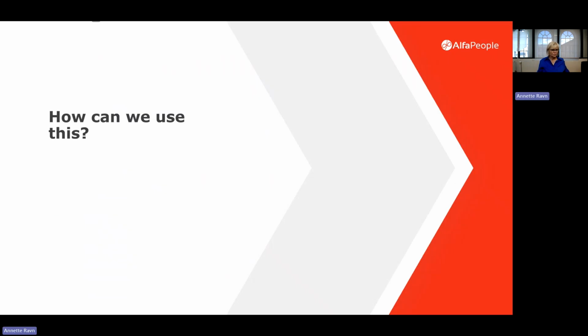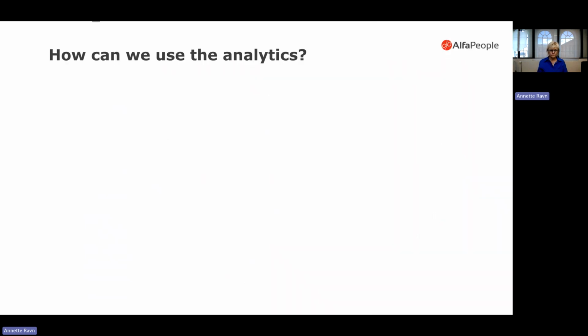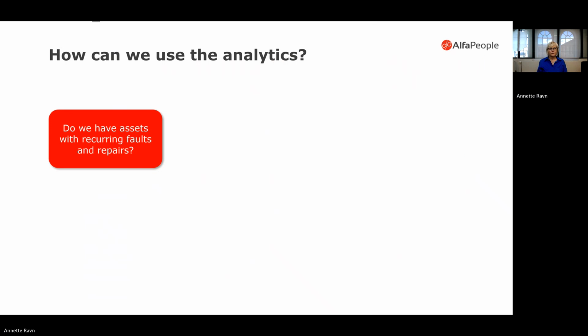The last thing I wanted to discuss is how can we use this? How can we use all these tools that are available to us? First of all, the history, the logs, the fault follow-up. Do we have assets with recurring faults and repairs? Do we have something where these assets keep giving us trouble? So that's important. What are the causes of that, and what should we do about it? What can we do about it? That's some of the things that we can use it for.